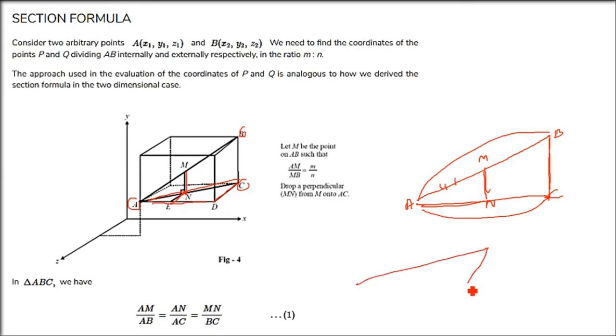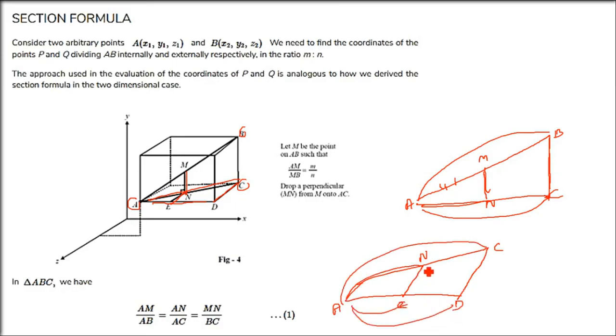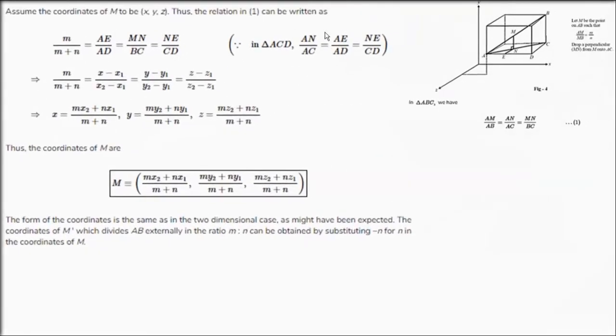So for this triangle, again we are going to do the same thing. My triangle is not well made, but still you will understand. ACD. So you have this N and this is E. N is simply the perpendicular drop from M to the base. So AN by AC equals AE by AD equals NE by CD. Now these are 2 relationships which we got. So both the triangles have a relationship.